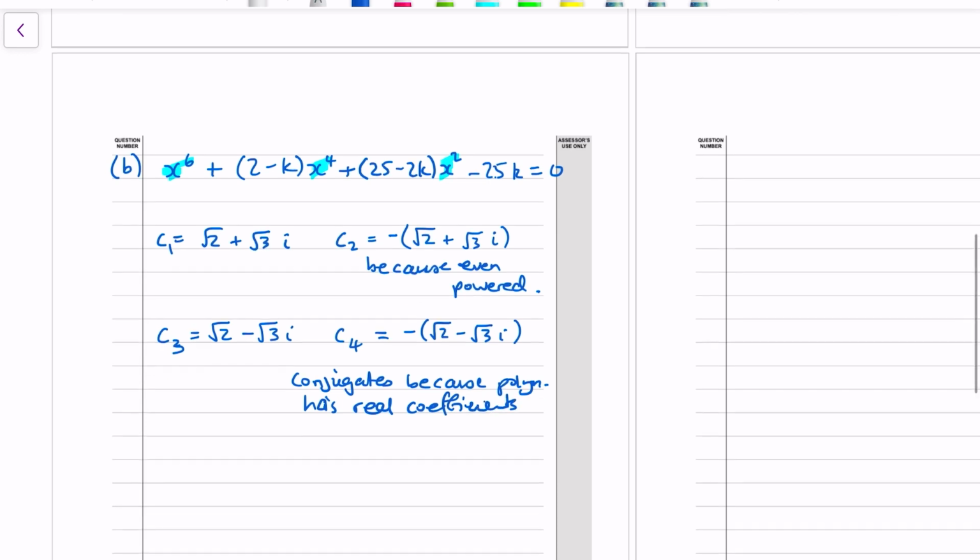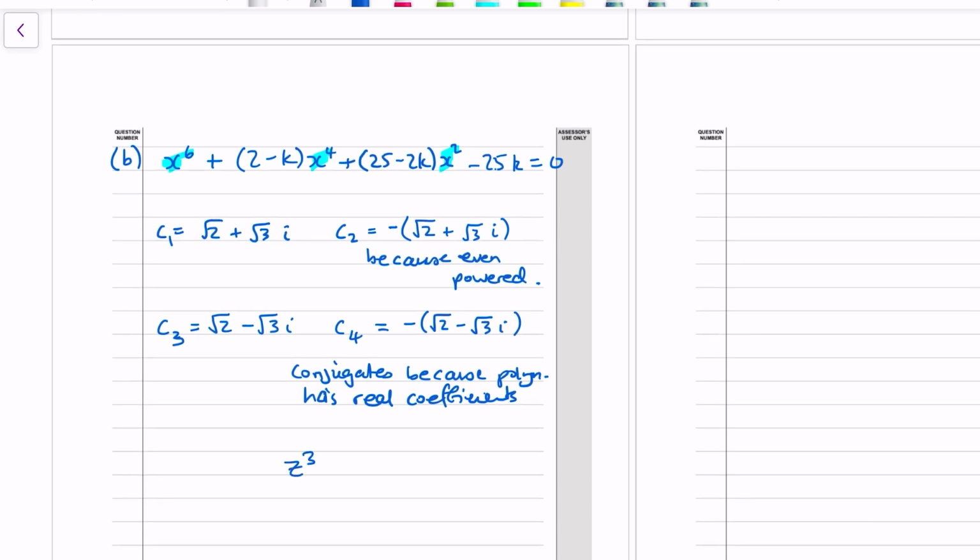Okay. Now, if you had an equation like z cubed equals 8i, for example, this has got 3 solutions, but because there's an imaginary term in it, the solutions aren't conjugate pairs. The reason they come in conjugate pairs is because the sum of the roots is related to the coefficients. If the coefficients are real, then the imaginary parts of the sum of the roots must cancel. And if I add up these 4 roots, I can get the value of k.